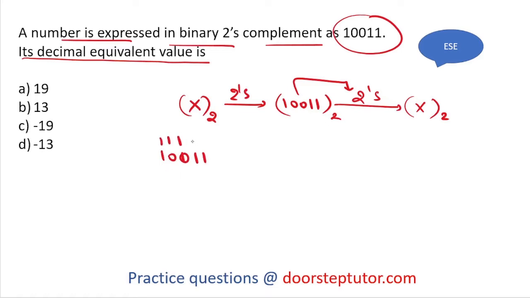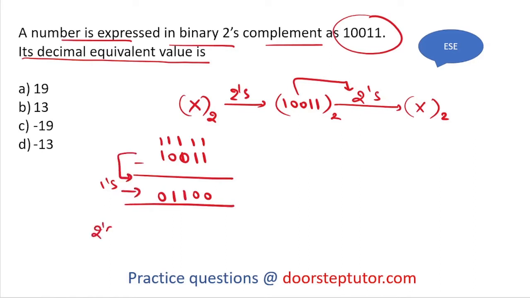So if we subtract each digit from 1, we will get the 1's complement. That is 1 minus 1 is 0, 1 minus 1 is 0, 1 minus 0 is 1, 1 minus 0 is 1, 1 minus 1 is 0. This is going to be the 1's complement of this given number.